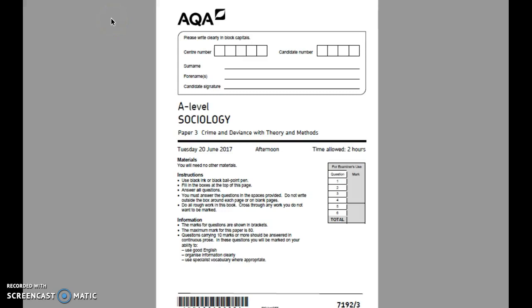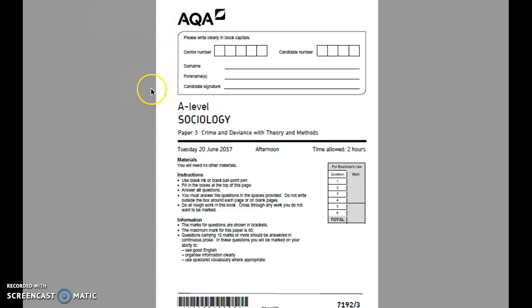This one I am going through the A-level paper 3, Crime and Deviance with Theory and Methods from summer 2017. And as you can see, I am going to give you a little bit of a brief overview of the whole paper. It's quite a big paper, so any questions that you want in a little bit more detail, just please make sure that you comment and I will try and have a little bit of a look at those as I have some model answers as well, so I would love to share them with you.